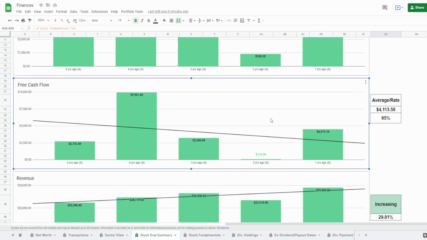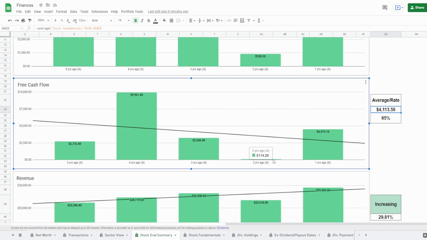Next, we got the free cash flow: 5 years ago of $2.7 billion to 1 year ago of $4.5 billion, which is an increase of 65% with an average 5-year free cash flow of $4 billion. Now, obviously, again, the elephant in the room was 2 years ago where they only made $114 million in free cash flow. And again, same exact thing.